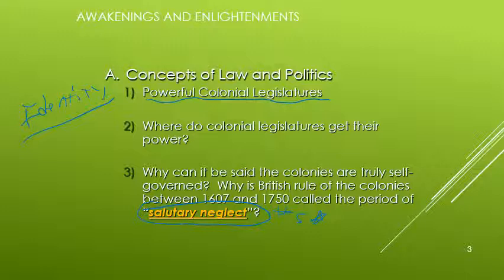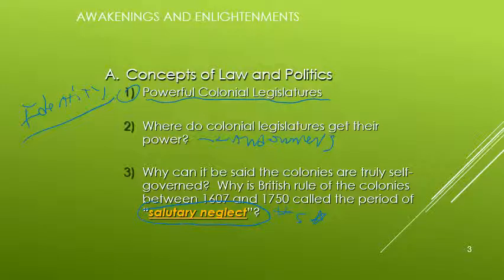Why? Because they have been governing themselves for a long time. These colonial legislatures make their own laws. They get their power essentially from the crown, but the crown isn't really doing anything. So where do you get it from there? It's the landowners, people with wealth and influence. These people are the ones that make the laws for the colonies, okay?